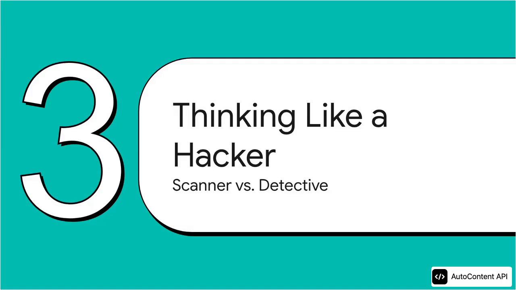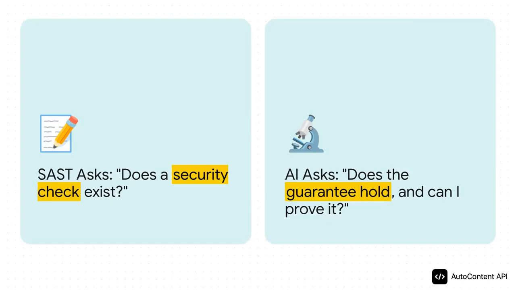This is where the new approach comes in. Instead of just scanning for missing checks, a new generation of AI-driven tools is being built to think more like a human security researcher, or maybe even a hacker. It's designed to investigate, not just inspect. Now, what's so fascinating here is the fundamental change in the question being asked. The old way, the SAST way, asks a simple yes or no question.